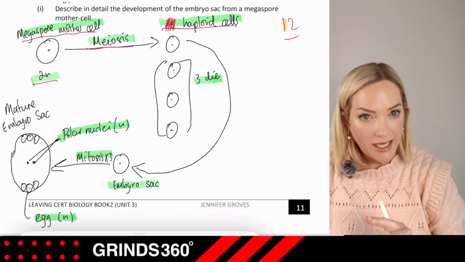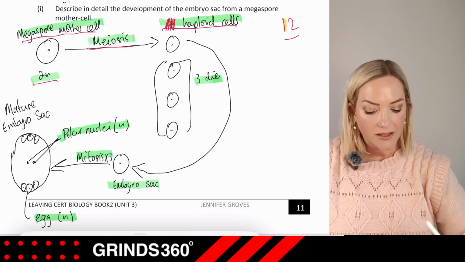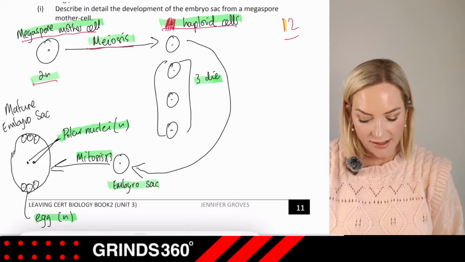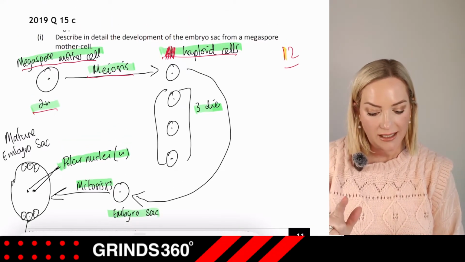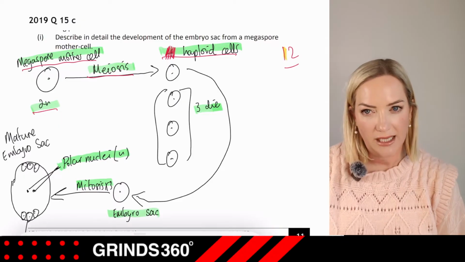So that's all they can ask us about female gamete formation. So the question in 2019 was phrased, describe in detail the development of the embryo sac, okay, from your megaspore mother cell.